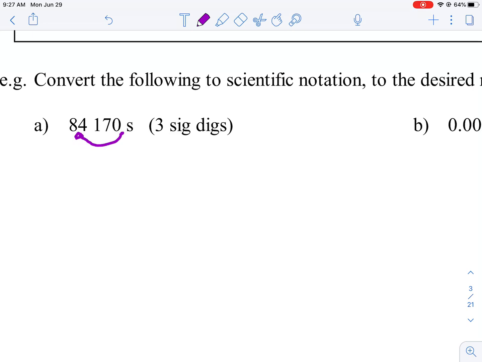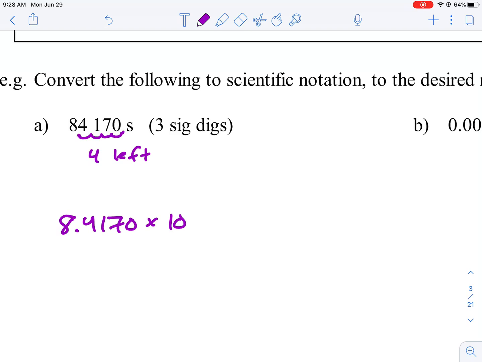And you can see that what we've done is we moved it, and I guess the way people typically show it is kind of like this. We take the decimal place and we go 1, 2, 3, 4. So we're going 4 digits to the left. Now, if I express the number now, we know this is going to become 8.4170. And then we have to do the proper power of 10.